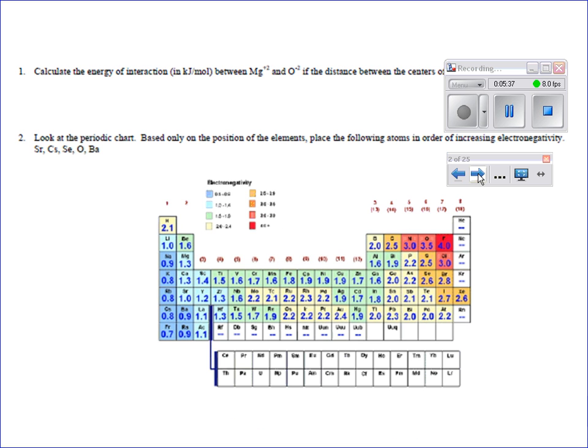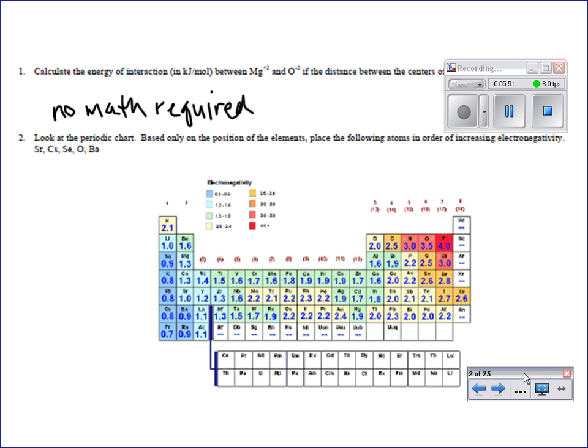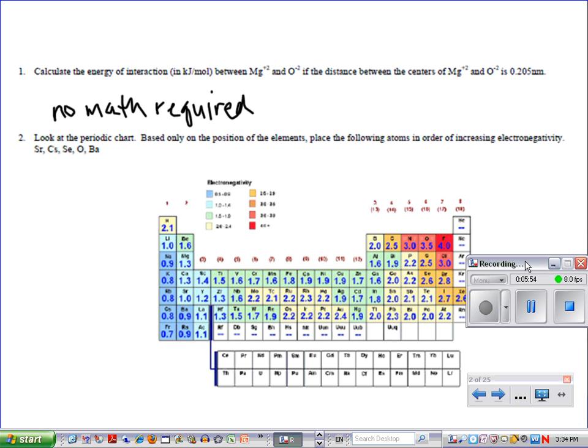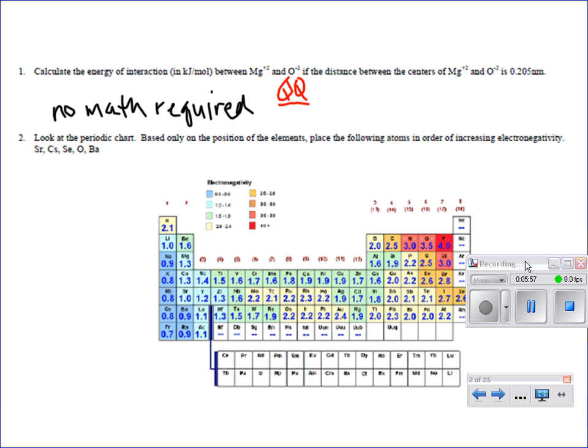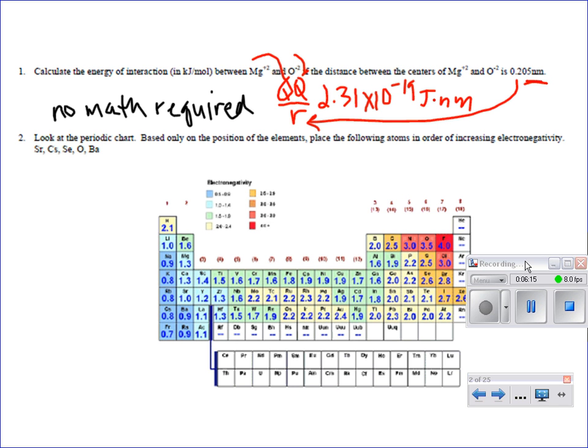So for this one right here, we're not actually going to do the math. No math required. I'm going to pretty much skip it. But if we were to do it, you would plug in your charges, your +2 and your -2. You'd put your radius in, and that constant in the formula, what was it, 2.31. Remember, it had the units of joules times nanometers, and because this is in nanometers, we end up canceling nanometers and we get an answer of joules.